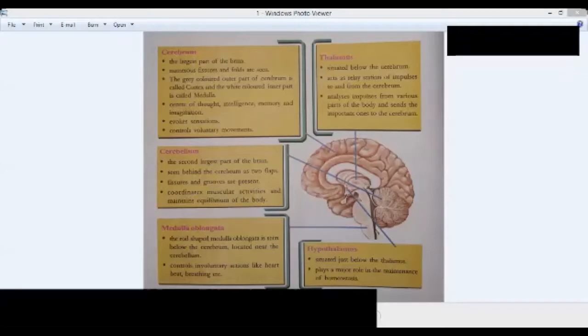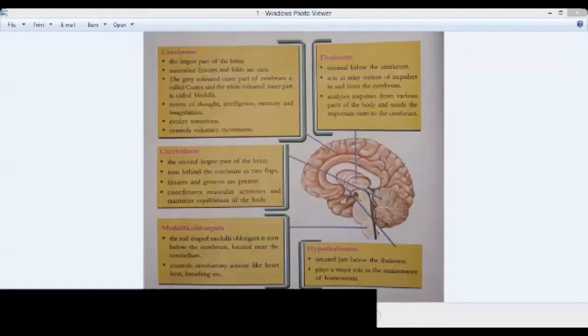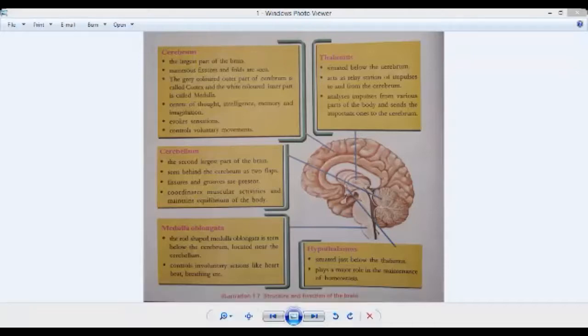Here you can see the structure of the brain. In this, the first part is the cerebrum. You can see that the largest part of the brain is called the cerebrum. Among the five parts of the brain, the cerebrum is the largest part. Then, numerous fissures and folds are seen. You can see in the picture itself, it's not a plain surface. Numerous fissures and folds are seen in the cerebrum.